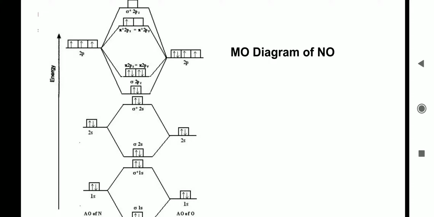Now just by looking at this molecular orbital diagram, we can calculate the number of electrons in the bonding molecular orbitals and the number of electrons in the anti-bonding molecular orbitals. The number of electrons in the bonding molecular orbitals is 10 and that in anti-bonding is 5. So if I ask you to calculate the bond order of this molecule, it will be (10 minus 5) divided by 2, and that is equal to 2.5.